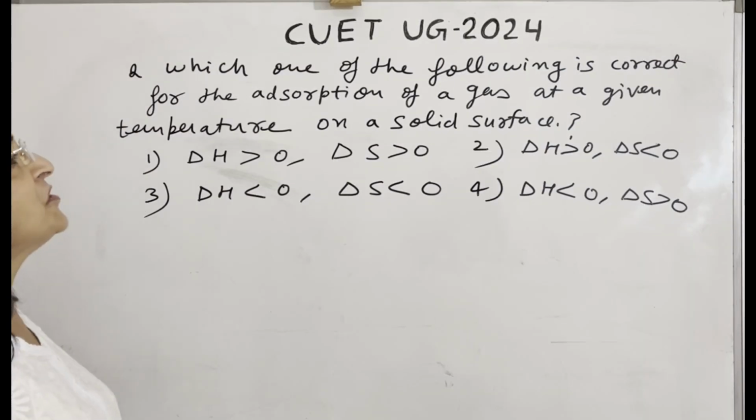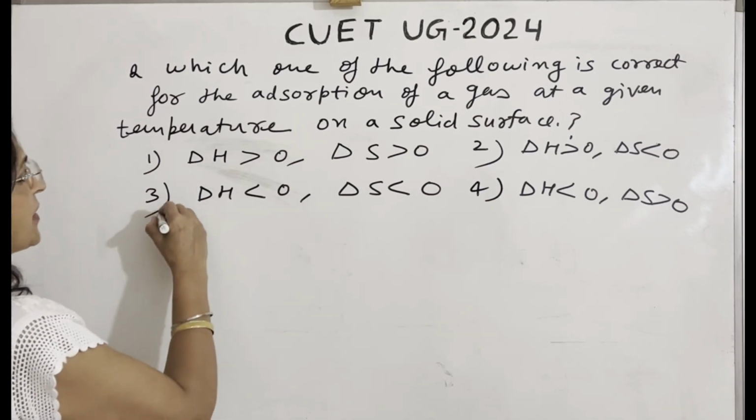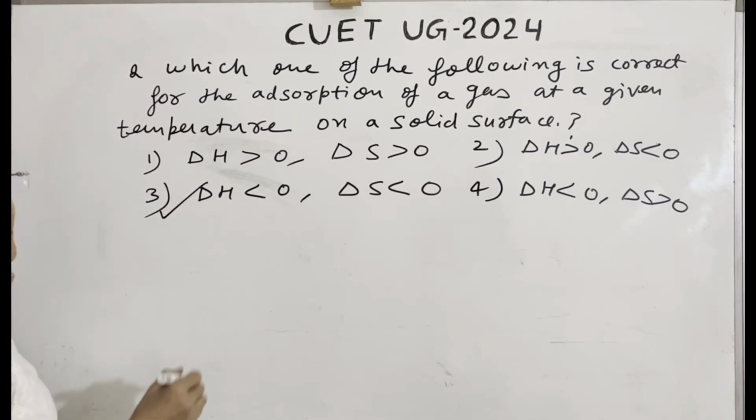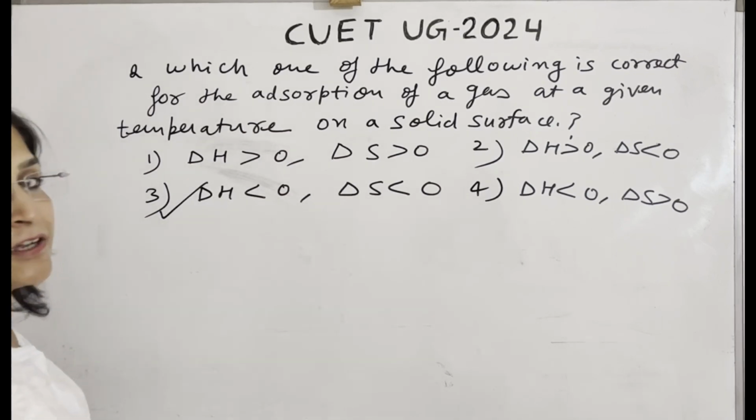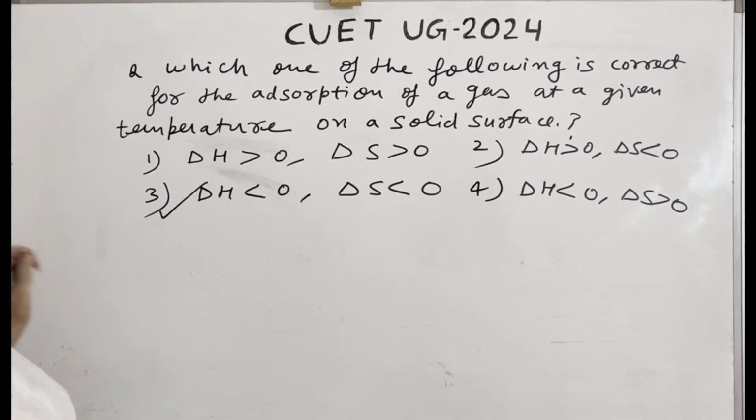Next question, which one of the following is correct for the adsorption of a gas at a given temperature on a solid surface? This one is correct. Delta H is less than 0. Delta H will be exothermic. And delta S entropy change is also less than 0. Means randomness of the molecules decreases.